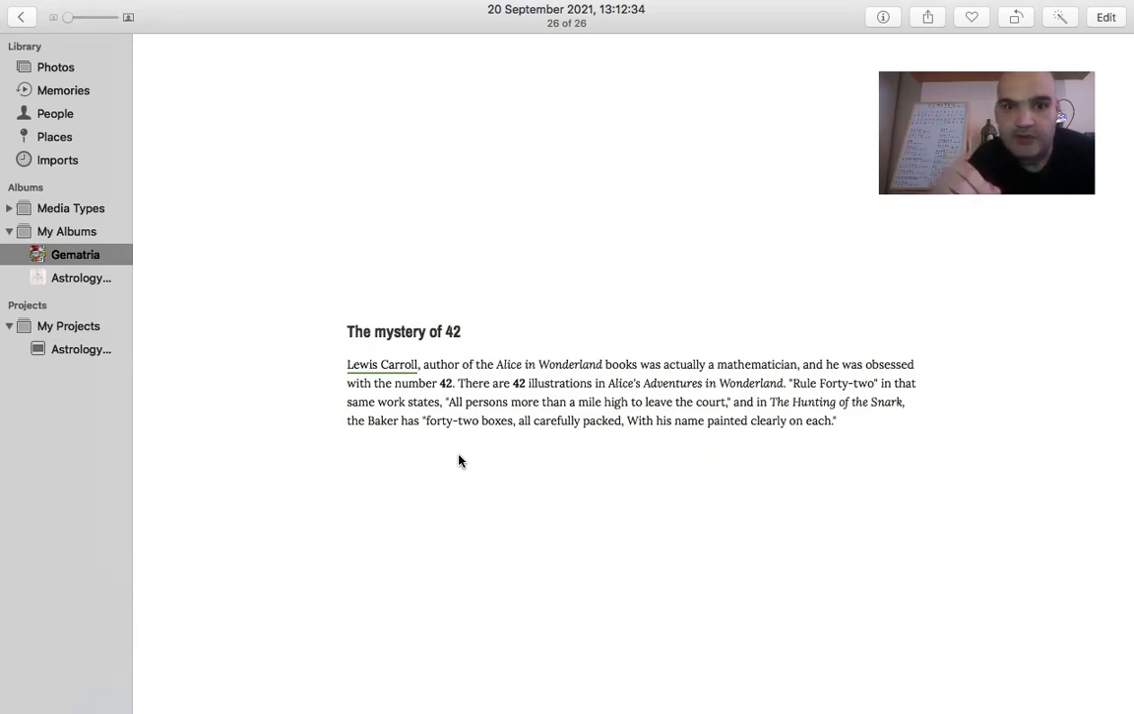The author Lewis Carroll, who wrote Alice in Wonderland, was actually a mathematician, and he was obsessed with the number 42. There are 42 illustrations in Alice's Adventures in Wonderland, Rule 42 in the same work states all persons more than a mile high to leave the court, and in The Hunting of the Snark, the baker has 42 boxes, all carefully packed, with his name painted clearly on each.